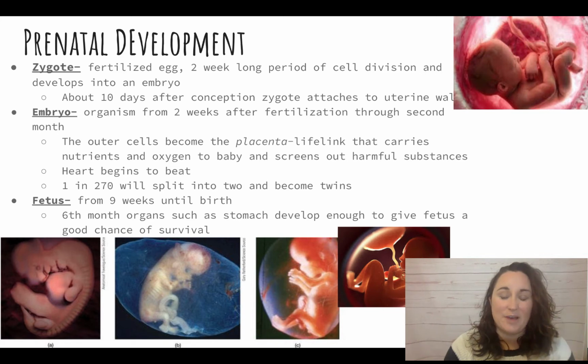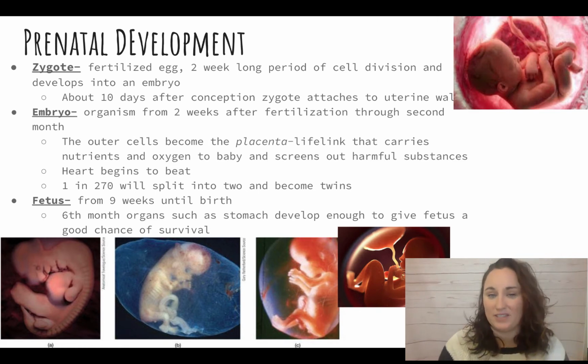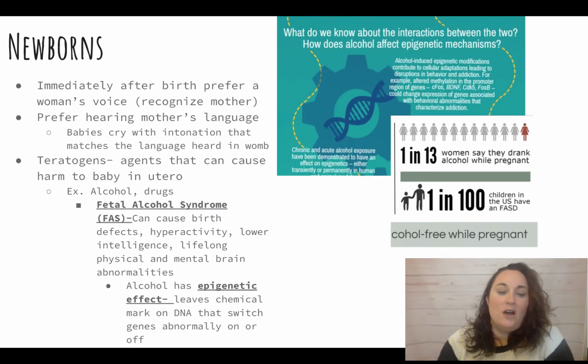And in the 6th month, that's when organs start to develop, such as the stomach. And then one of the last things towards the end is lungs, which continually develop, but they take the longest. All right, so let's move to newborns' physical development.